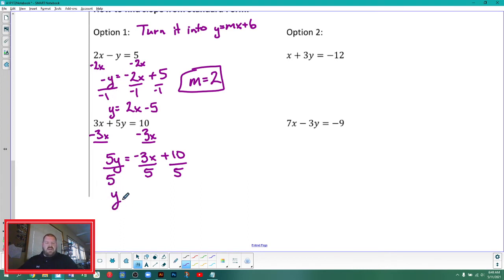And when I do that, I'm going to get y equals negative, I'm going to write that as negative 3/5 x rather than negative 3x over 5. You can do that at any point. That's an easy move. And then 10 divided by 5 is 2. Now for the number multiplied by x, it's just negative 3 over 5.